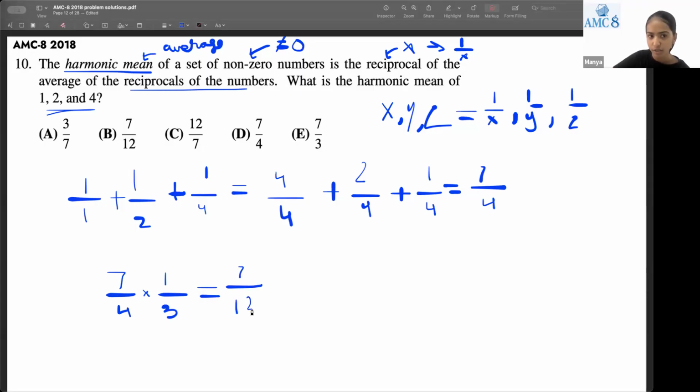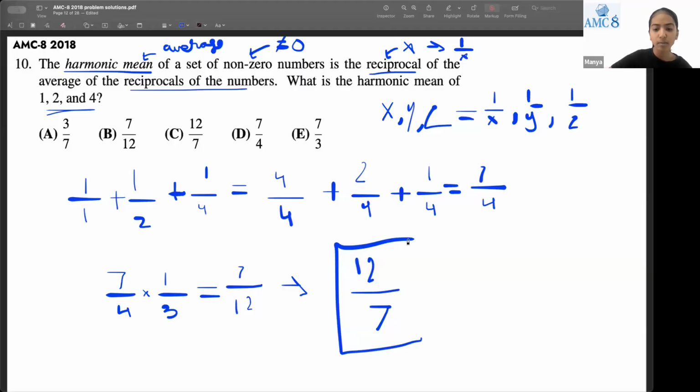And that's our final answer because they're asking what is the reciprocal of the average of the reciprocals of the numbers. The reciprocals are 1 over 1, 1 over 2, and 1 over 4. The average would be equal to 7 over 12. And we need to find the reciprocal of that. So then we would have to switch the top number and the bottom number. And then if we switch both of them around, then we'll be getting 12 over 7. And that's going to be our final answer, choice C.